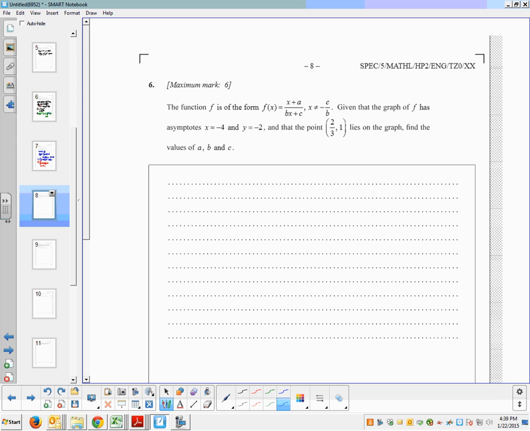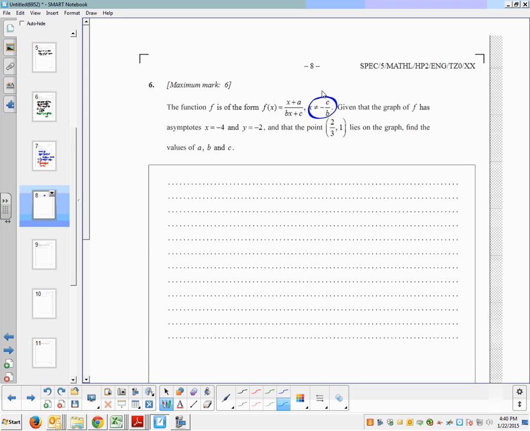F is of the form f of x is x plus a over bx plus c. Given that the graph of f has asymptotes at x equals -4 and y equals -2, and at the point 2/3, 1 lies on the graph, find the values of a, b and c. So, first thing to realise is that if x was minus c over b, that would give us an asymptote.